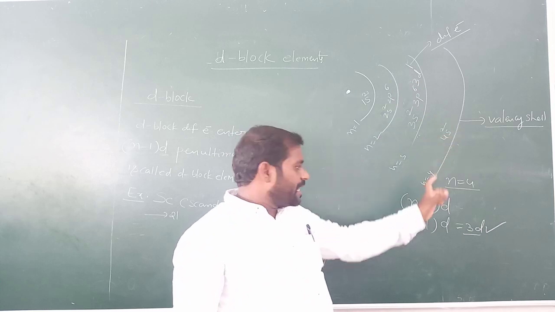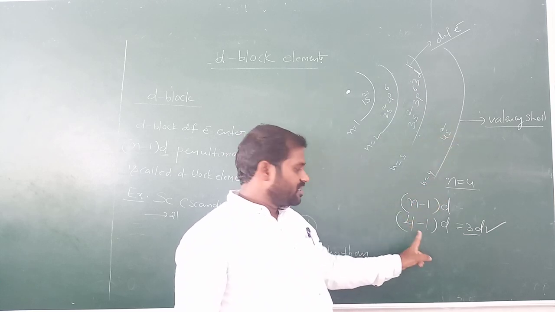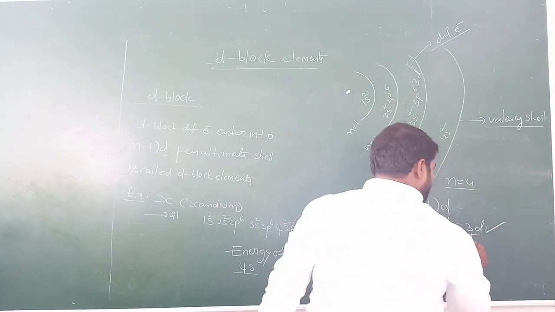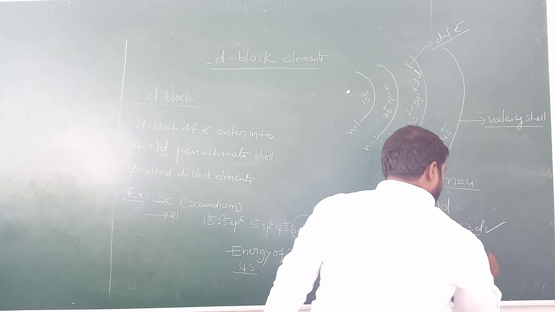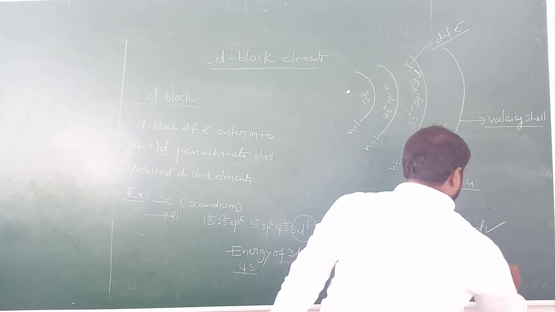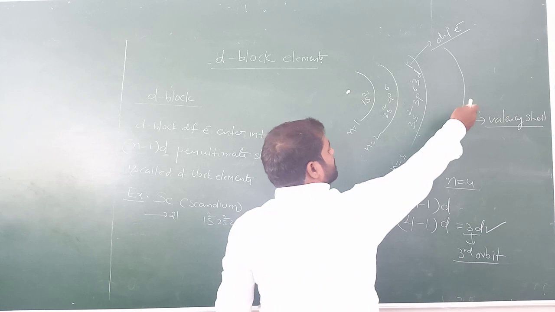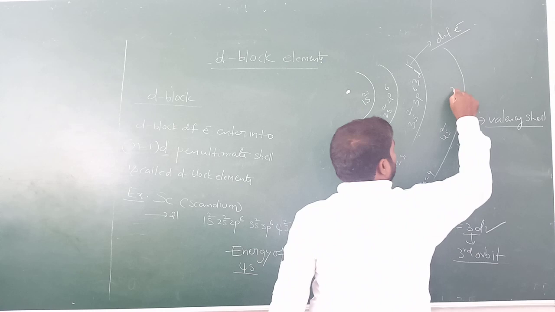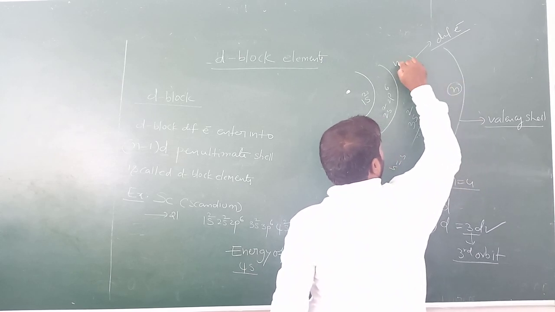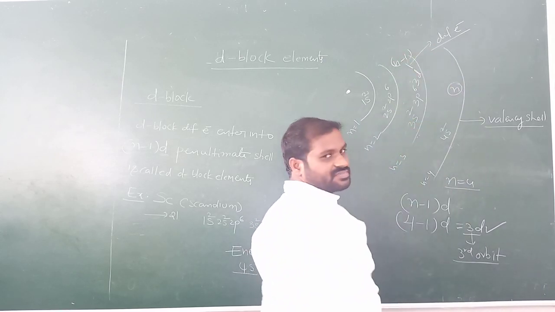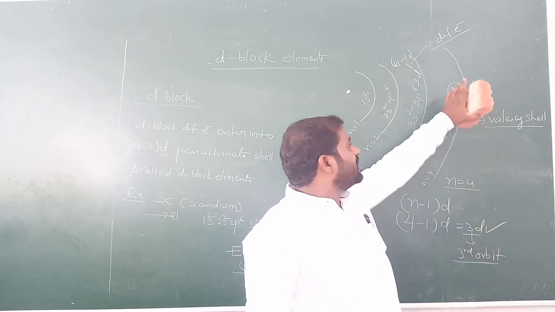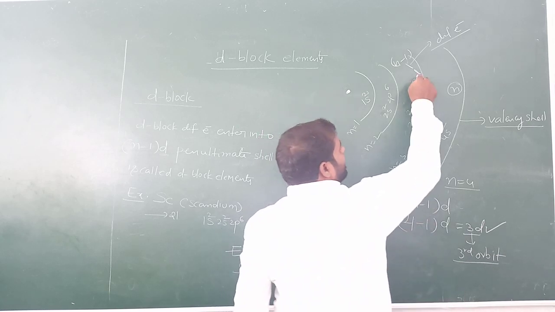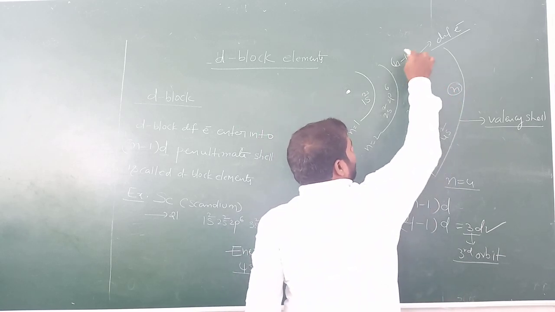Outermost valency shell number is 4. Keep 4. Then what is the d orbital number? 3d. Now which orbit is it? Third orbit. 3d means third orbit. So this is n minus 1 d. This is n, and this one is n minus 1. This is the nth orbit, and before this, n minus 1. Here the electron enters into n minus 1 d.